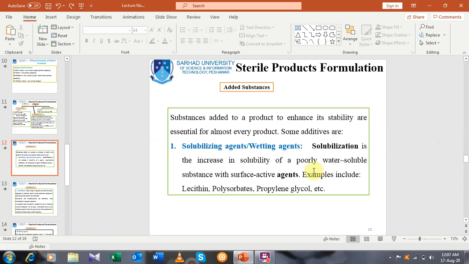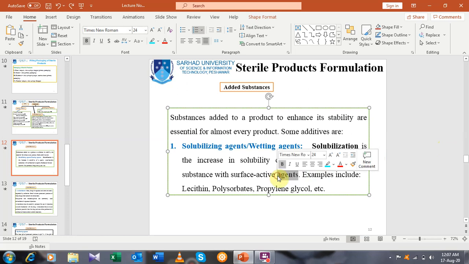An example includes lecithin, and apart from lecithin, polysorbates, including polysorbate 80, which is a popular one, widely used as surfactants, and propylene glycols. There are several other solubilizing agents or wetting agents which are used to enhance the solubility of poorly water soluble drugs.